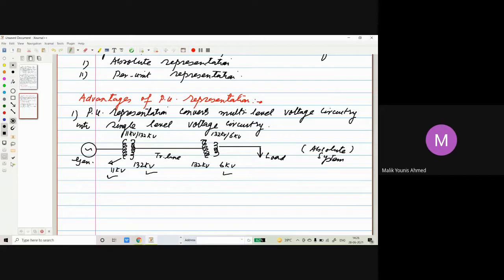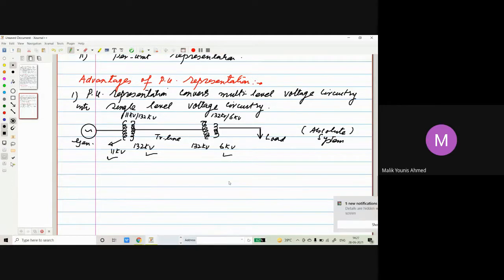There will be a common system base. The complex power base will be common, and the voltage base will be calculated before every transformer, and accordingly we will convert the multi-level system into a single one. There will be a single voltage base and a single complex power base. That we'll see in the coming lectures. So this is the first advantage.